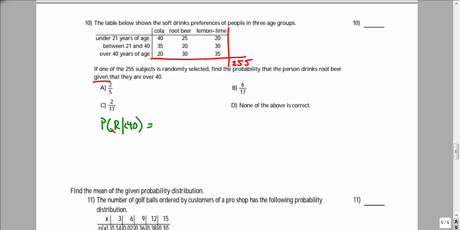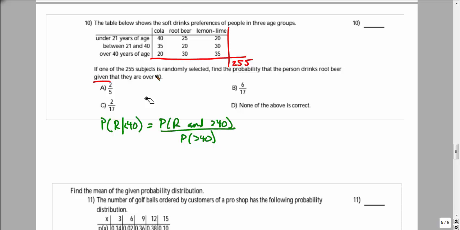Now, conditional probability, the probability of A given B is the probability of the joint, the R and over 40, all over the condition. The condition's always our denominator. Oops, I think I've had my sign backward in here. That's greater than 40. So it's correct over here. So the conditional is equal to the joint divided by the marginal.